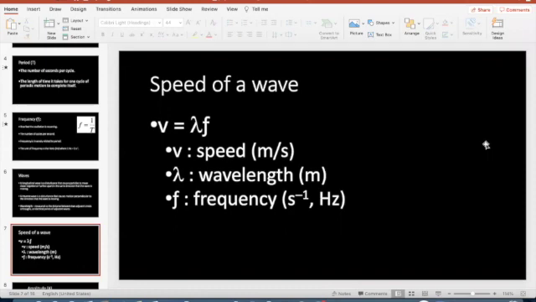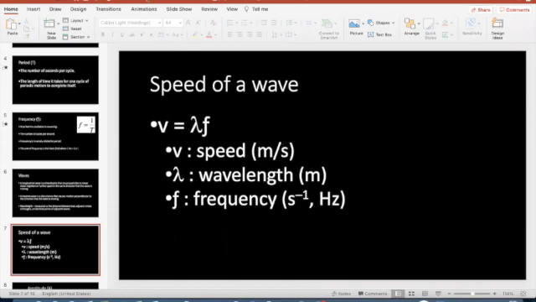The speed of a wave is denoted by v, which is your wavelength times your frequency. This lambda symbol right here is the wavelength in meters. Lowercase f is the frequency, in seconds to the -1 power, or hertz. And your speed is in meters per second, because that's the distance traveled over the time frame that it took to travel that distance.